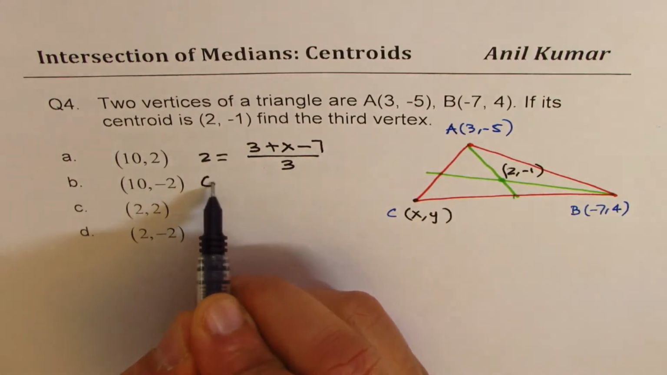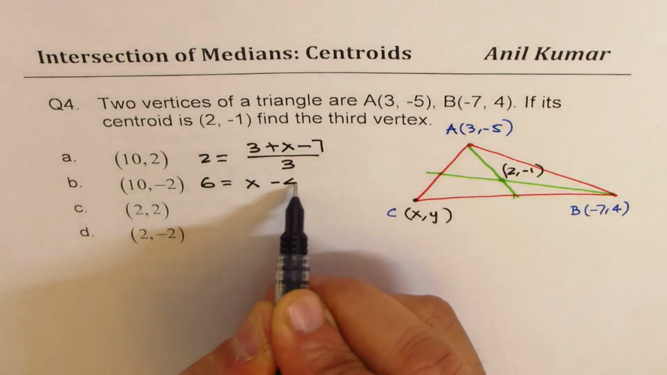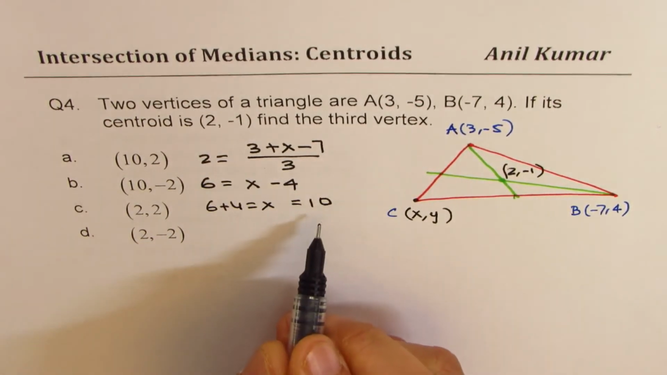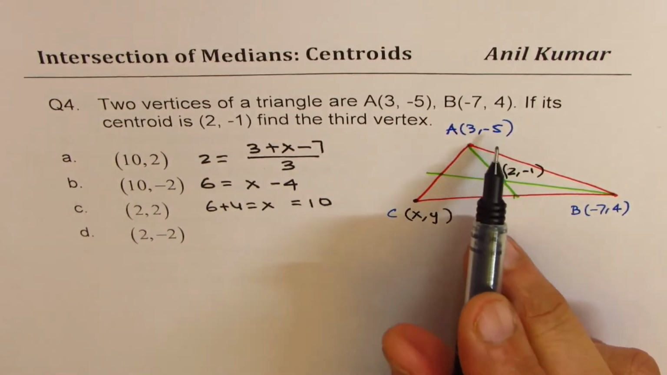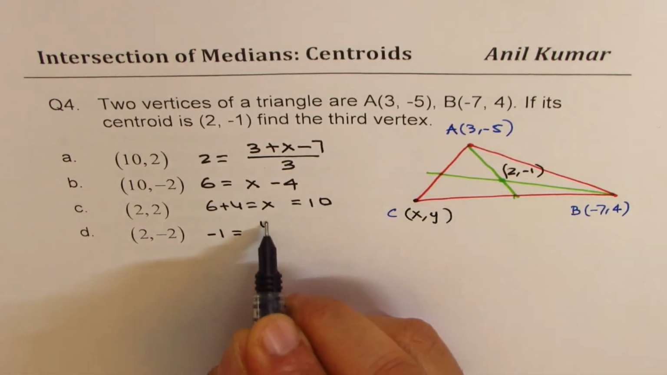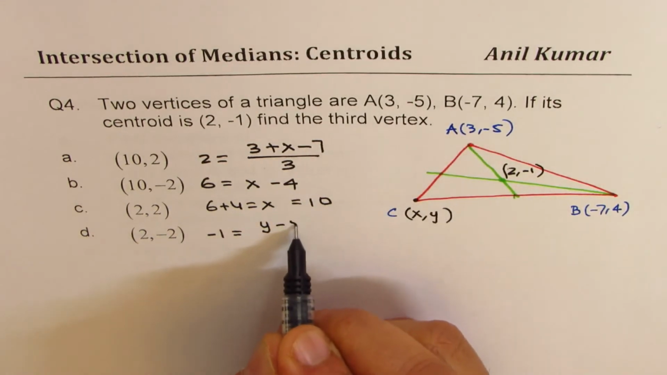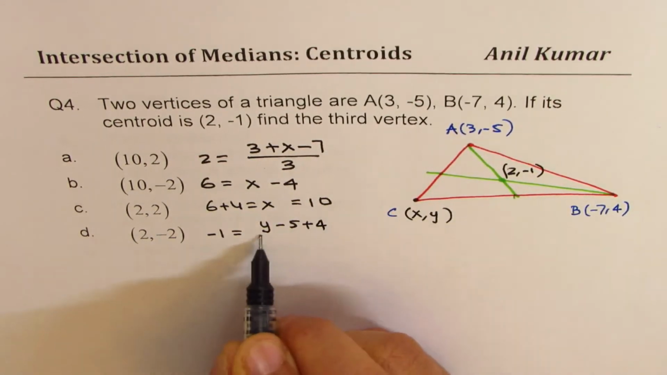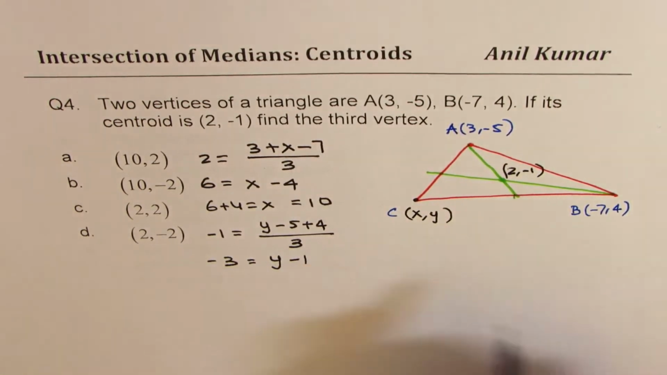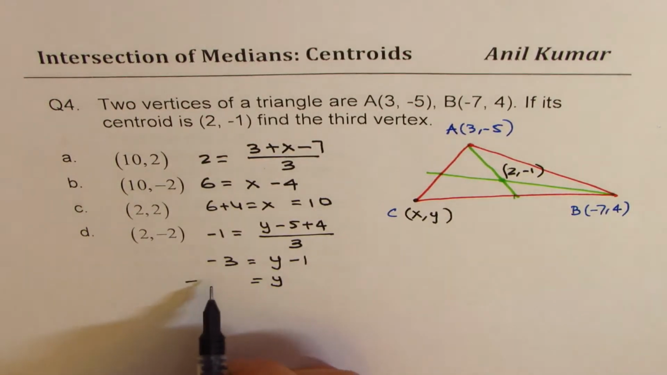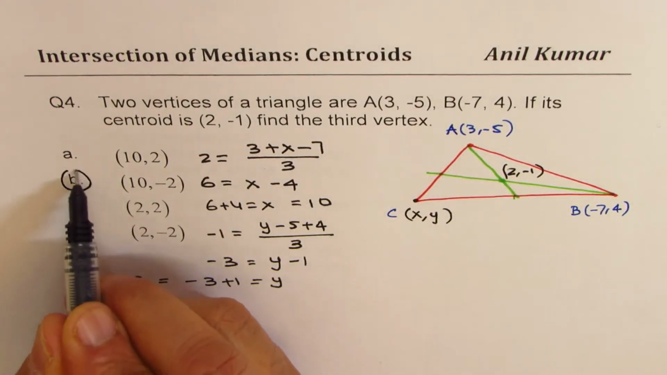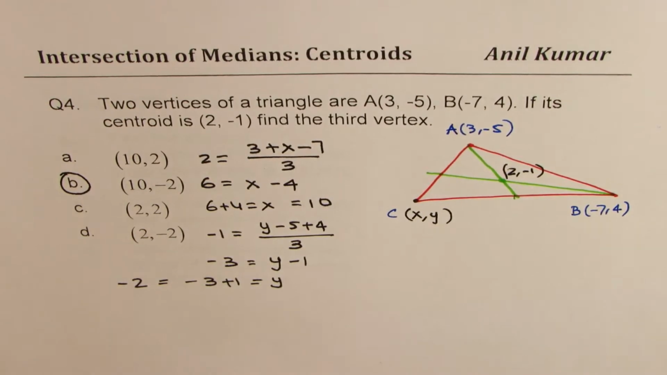If you cross multiply, you get 6 equals x minus 4, or 6 plus 4 equals x, which is 10. So we get the value of x as 10. To get the y value, we find the average of the y values, which should be -1. So -1 should be equal to (y plus -5 plus 4) divided by 3. Cross multiply, we get -3 equals y minus 1, and that gives you y equal to -3 plus 1, which is -2. So the answer is (10, -2). Do you see that? That is how you could solve this question.